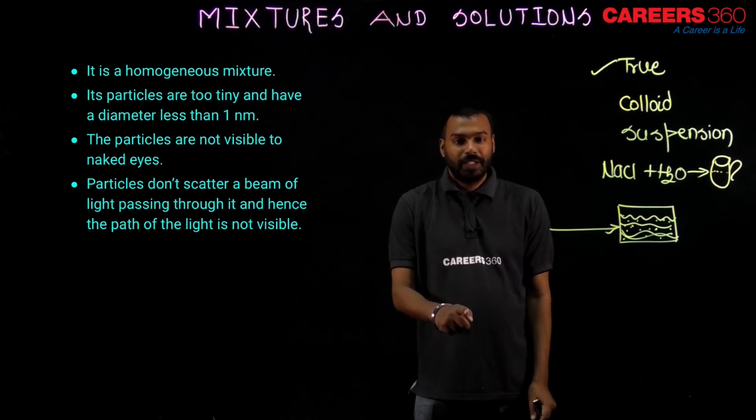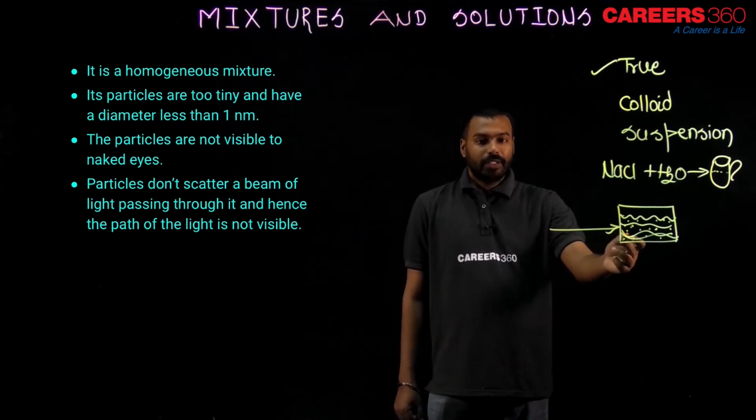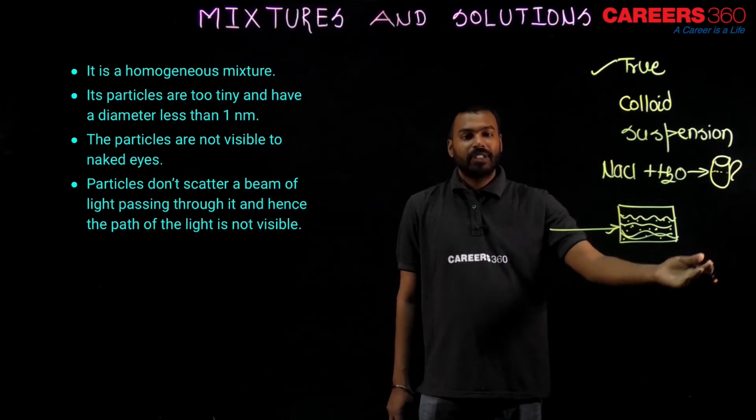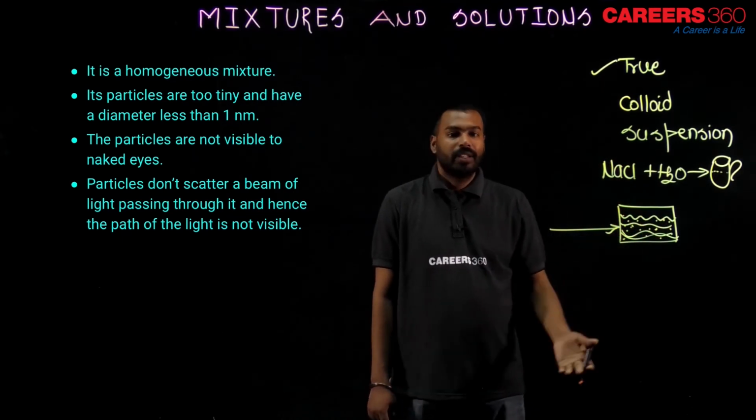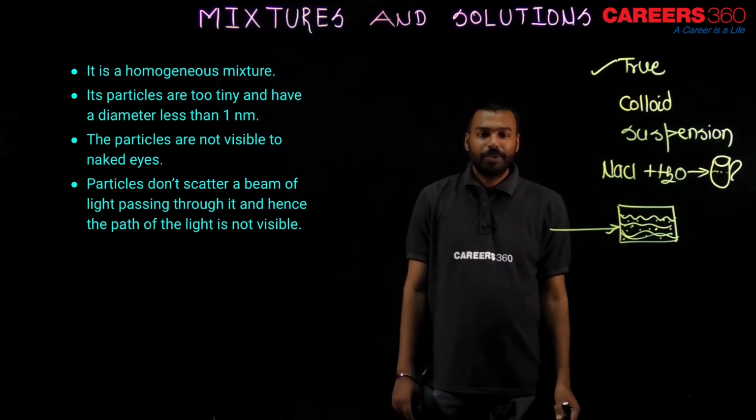What is a scattering of light? When any light is giving 7 colors after crossing from here, it means it is a scattering of light, okay. Let me show you the next point now.